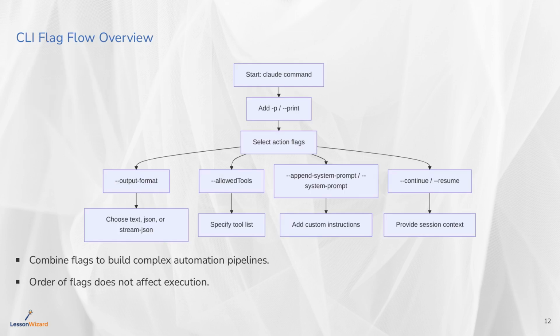This diagram maps the decision tree for constructing a Claude CLI command. Starting with the mandatory -p flag, you branch into various functional options: output formatting, tool approvals, prompt customization, and conversation continuation. Understanding this flow helps you assemble concise, powerful one-liners that fit neatly into scripts or CI steps.